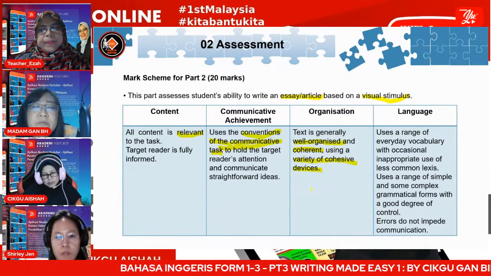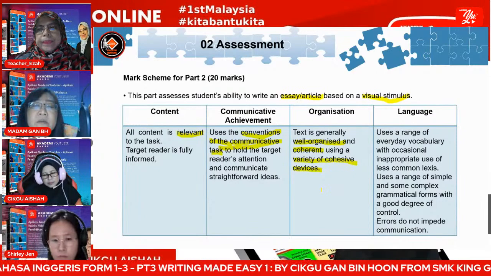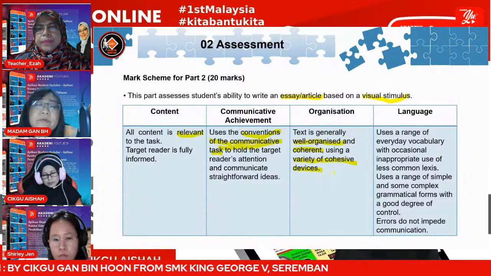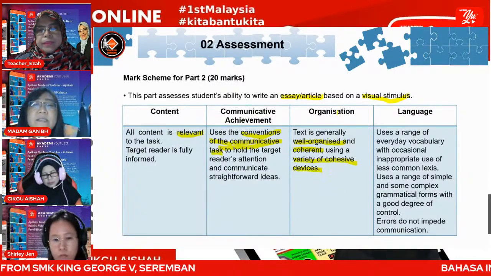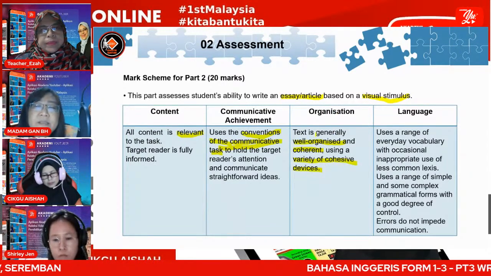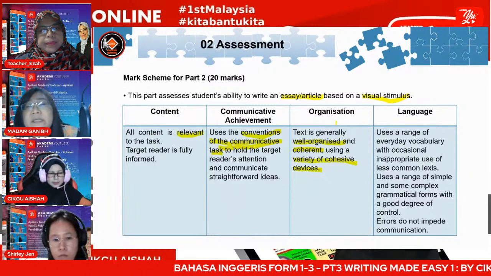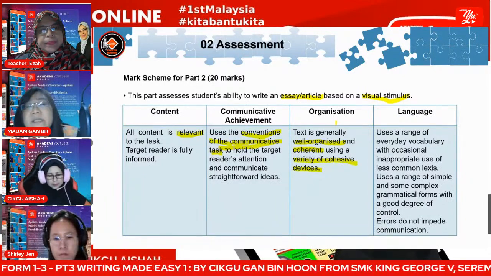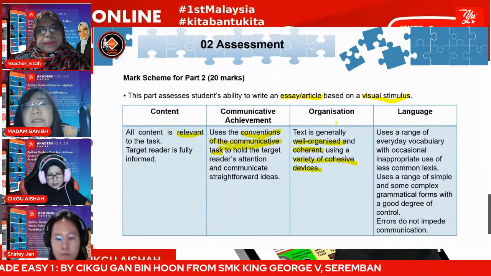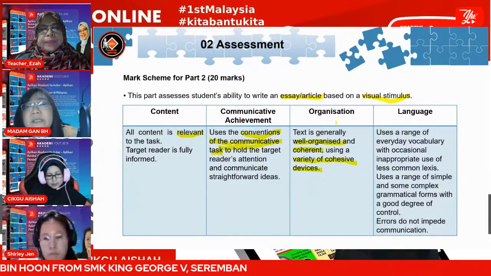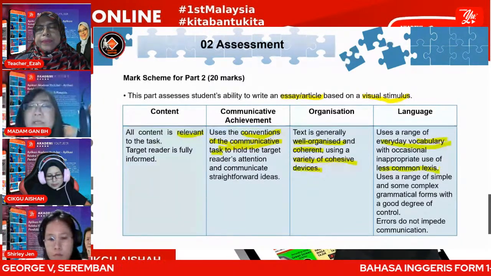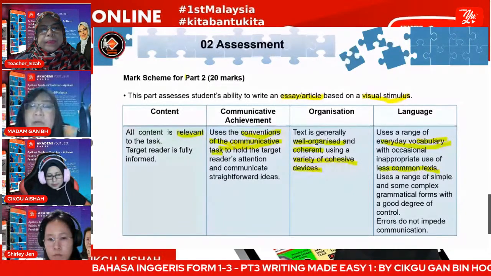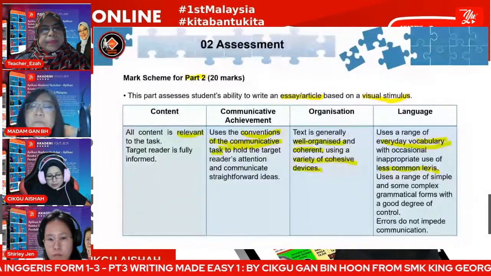You need to use more of words like moreover, furthermore, besides, therefore, subsequently, consequently. You have to use all that to score more marks for organization. If you only use the basic connectors, you will get 3 marks for organization. Okay, language. Just now we saw the everyday vocabulary. It is still here. Lexis means vocabulary of a higher level. So in part 2, when you write an article or an essay, you have to use better vocabulary. Here you can score 5 marks.